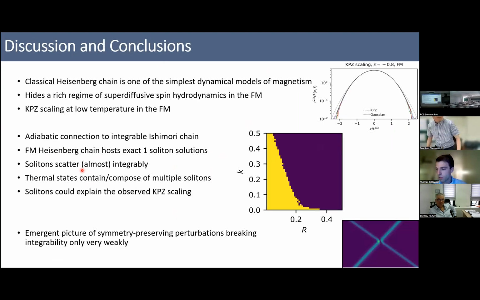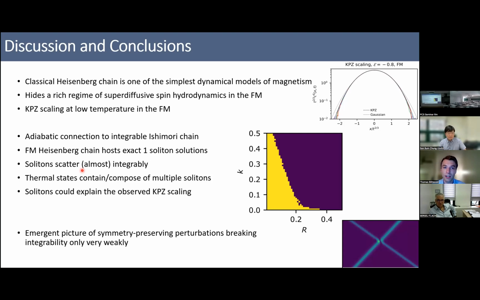And with that, I want to conclude the second part. So what I've shown you is that the classical Heisenberg chain, thought to be non-integrable, thought to be one of the most simple dynamical models of magnetism, actually has a superdiffusive regime in the ferromagnet, at least for some very long time scale, where it also shows perfect collapse onto a KPZ scaling function for the ferromagnet.